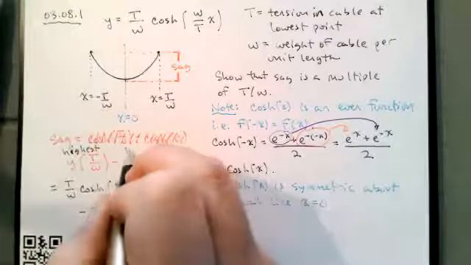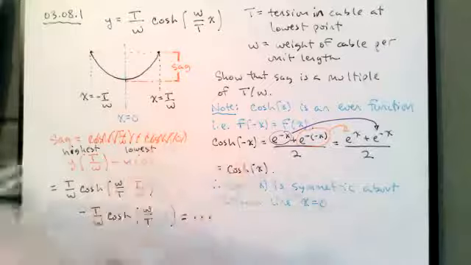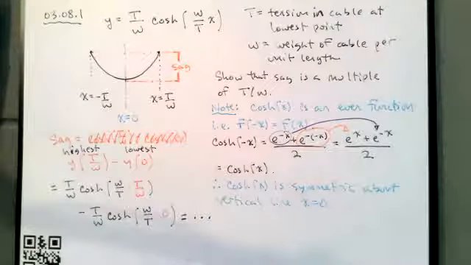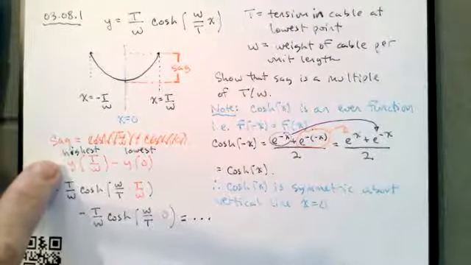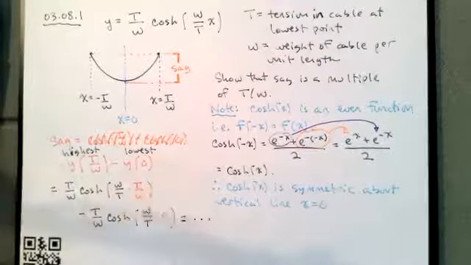And here's where it will be at the lowest point. So we were given that sag is the difference between the height of the cable at its highest and lowest points. So I just had to translate that into the value of the function at its highest point and the function at its lowest point.